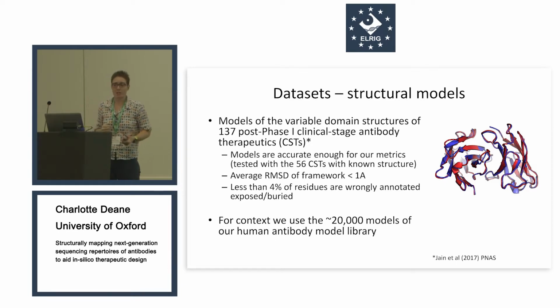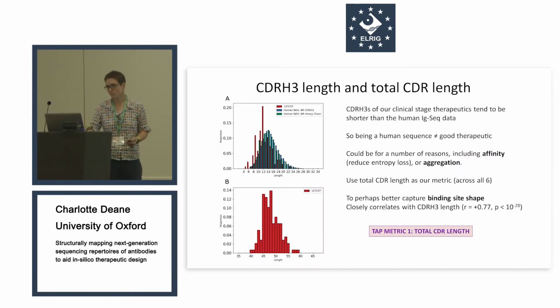And the models are accurate enough for our metrics, so we tested it with the 56 of these which have known structure. And for context, on the back of this, we also put the distributions of the models of our human antibody model library. And that's partly to answer this question, and I think the answer is relatively obvious, but it was clear that many people hadn't thought about it before: would any old human antibody make a good antibody therapeutic? And the answer to that question is no. But it'd be useful to know why the answer is no, because they're clearly safe because they're inside your body. But that doesn't mean that they are a good therapeutic for other reasons. So if I start with the easiest and simplest metric to explain.